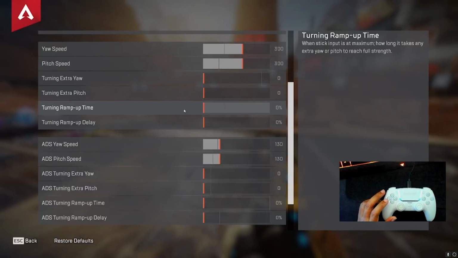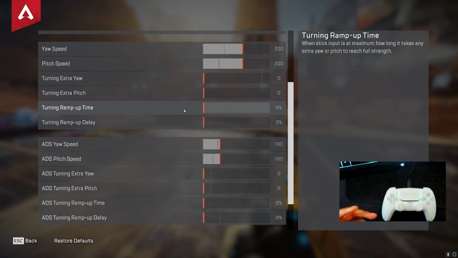Now, in my honest opinion, the ramp up time and the ramp up delay should not be touched at all. Your ramp up time is exactly as it says. When the stick input is at maximum, how long does it take for your extra yaw and your extra pitch to reach its full strength?